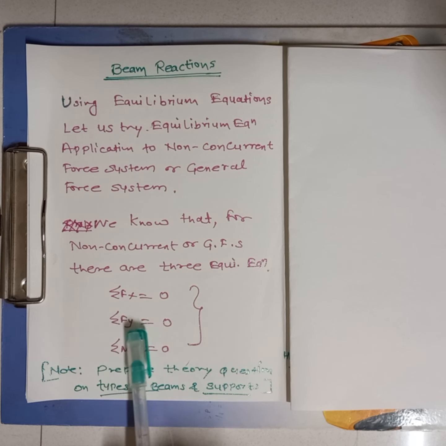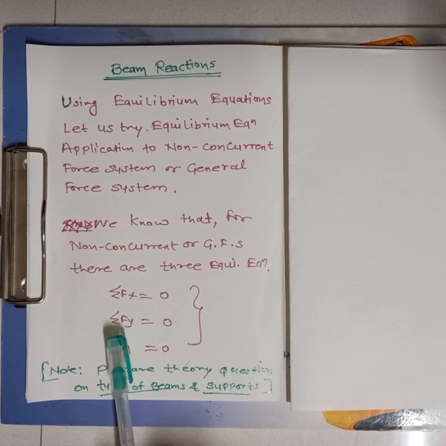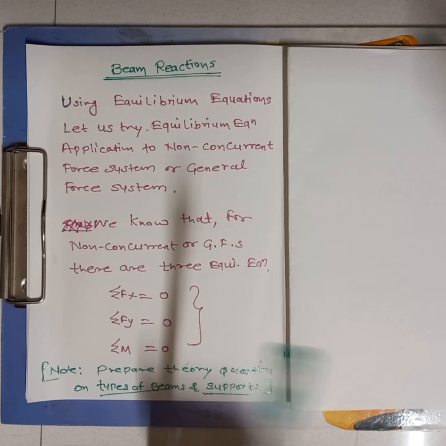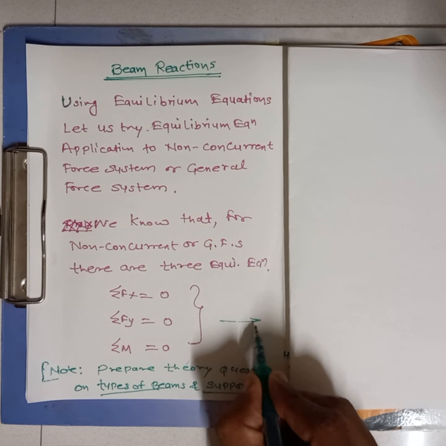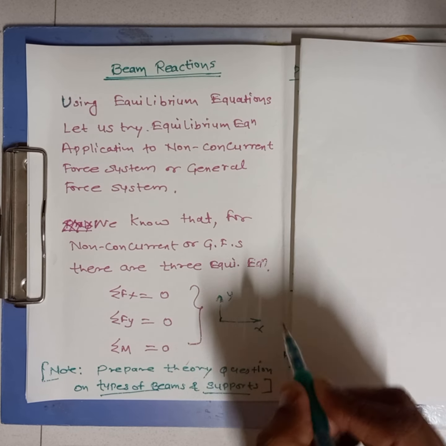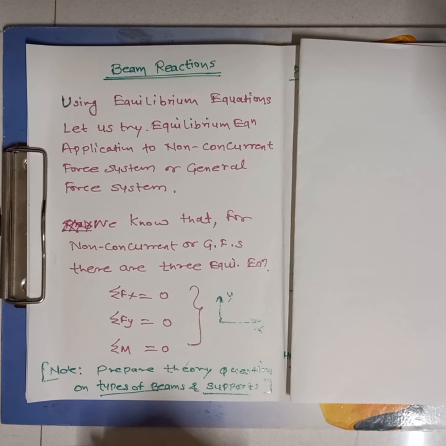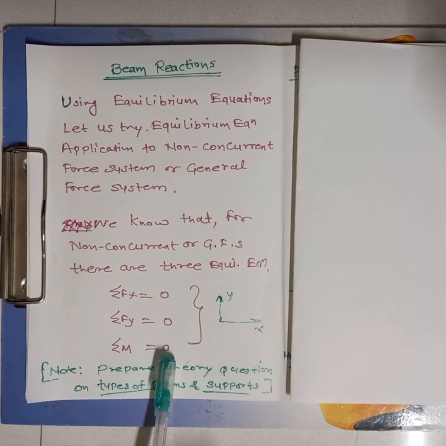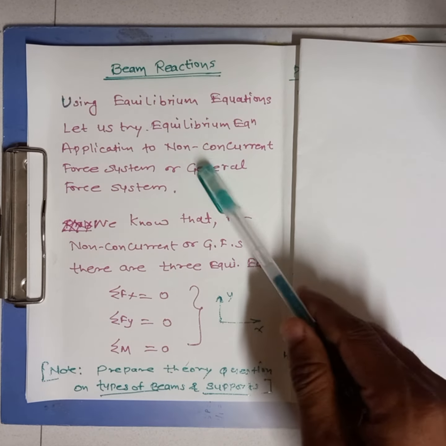Similarly, summation of Fy is equal to 0. It means all the forces in the y direction, that is vertical forces. Y means vertical, right? So x we are considering horizontal and y we are considering vertical, with respect to the axis system. Then the third equation, that is summation of moment is equal to 0, because this is a non-concurrent force system.